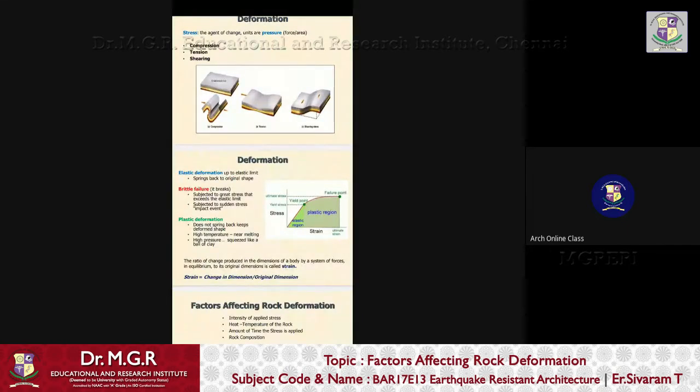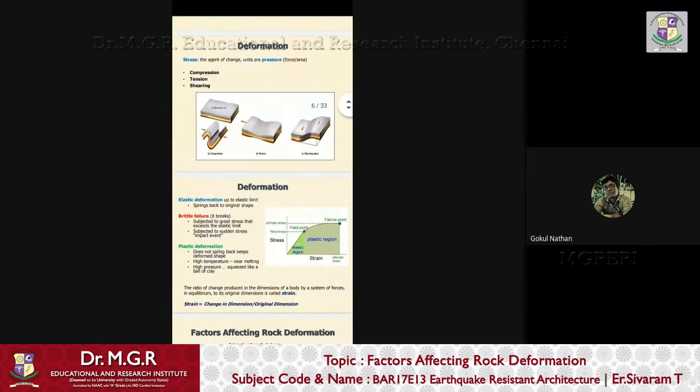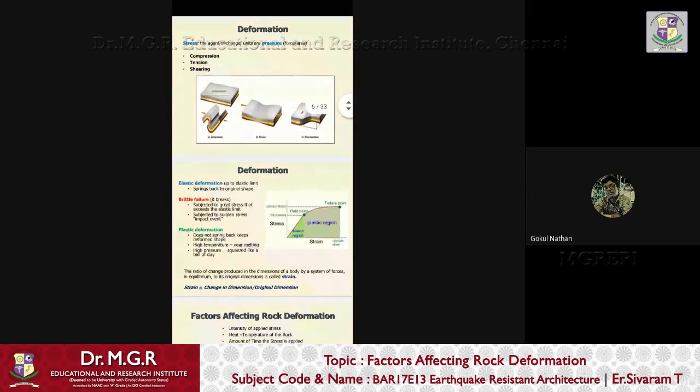What do you call the other external forces? Any idea about what are the other external forces which cause deformation? Seismic load, wind load. No, not related to your structure.